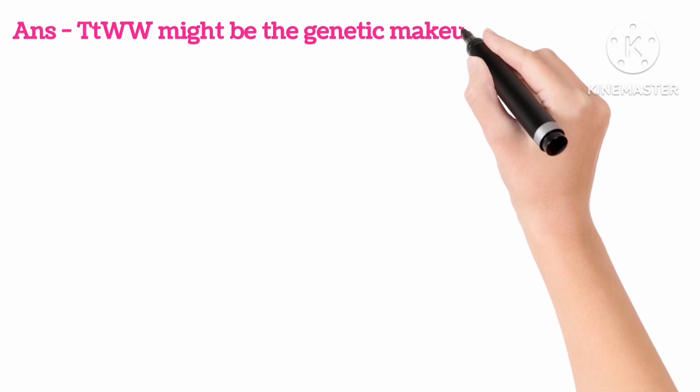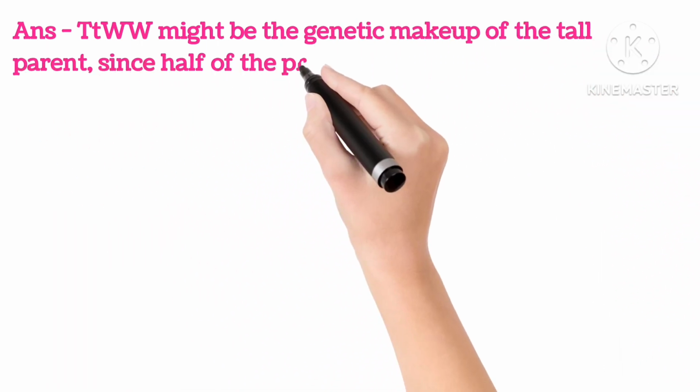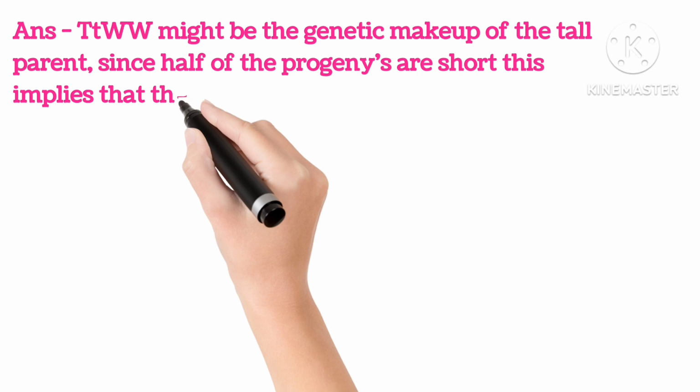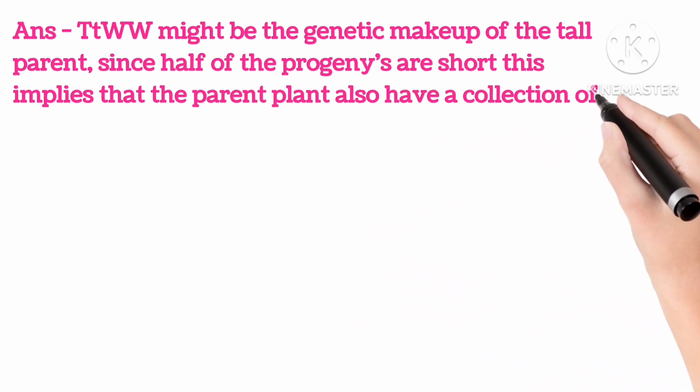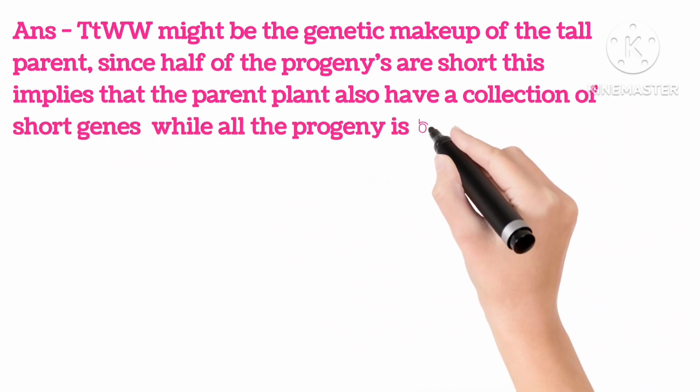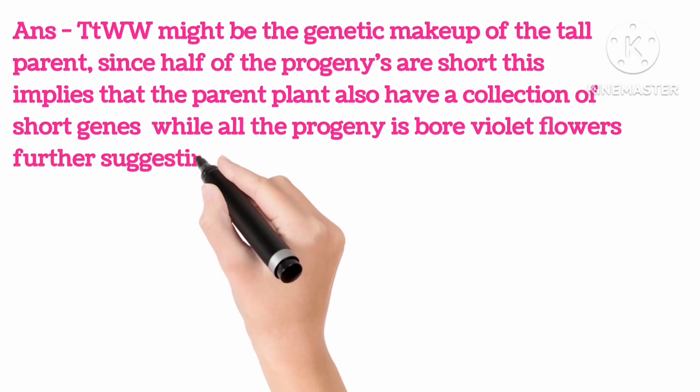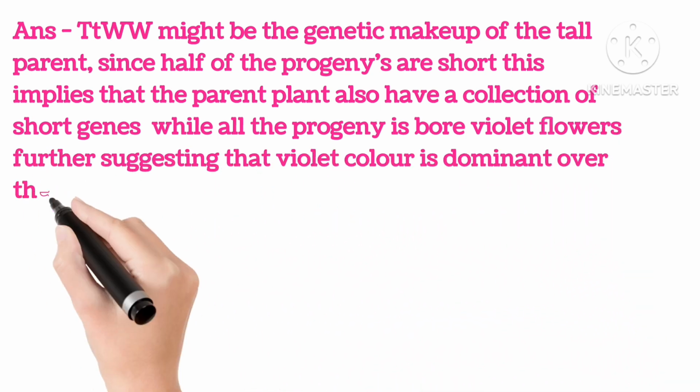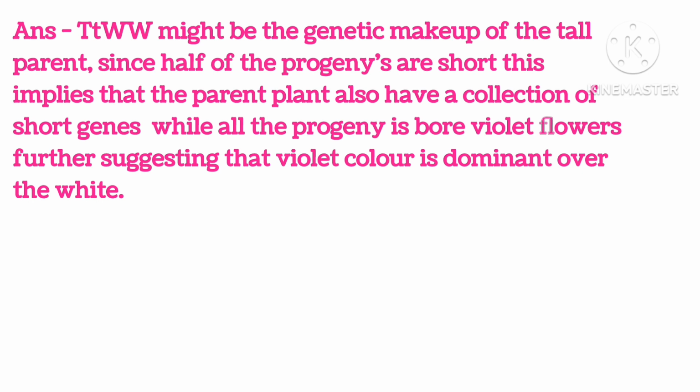Since half of the progeny are short, this implies that the parent plant also has a collection of short genes, while all the progeny bore violet flowers, further suggesting that violet color is dominant over white.